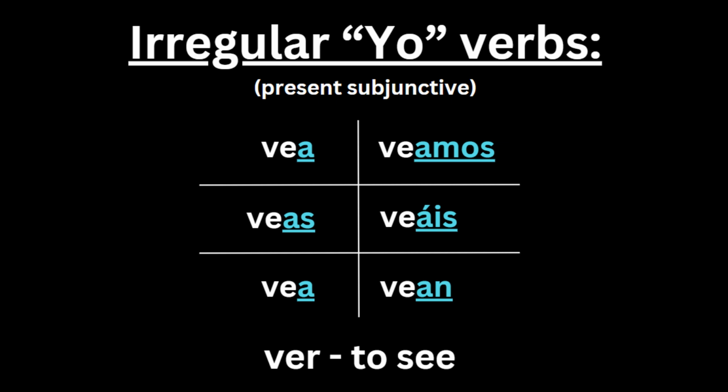And like I say all the time, you need to memorize all of these conjugations because any pronoun can be used in the present subjunctive. Of course, there's other irregular yo verbs in the present subjunctive, but we don't need to cover all of them. That's the second concept of the present subjunctive.